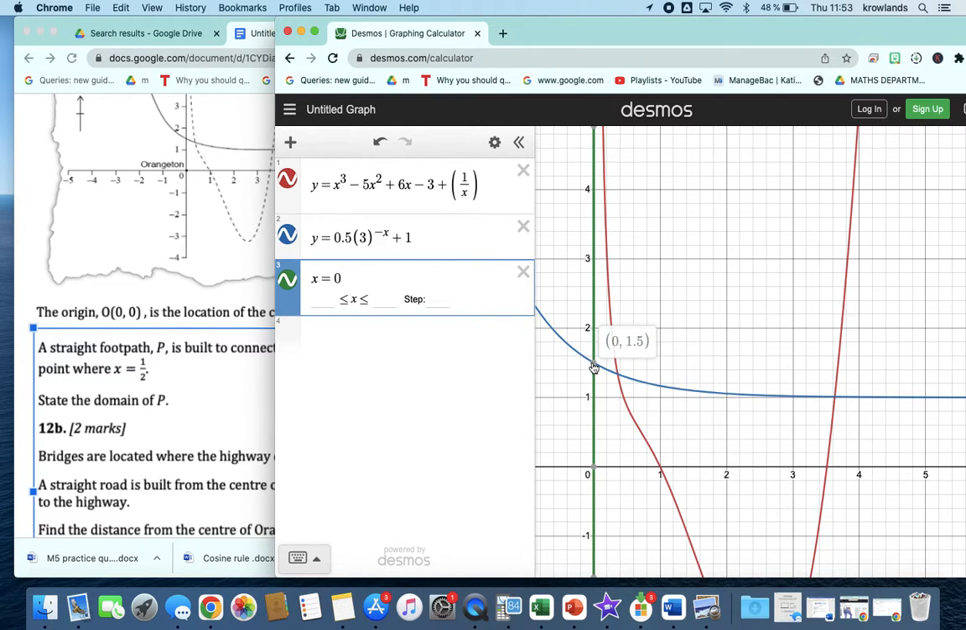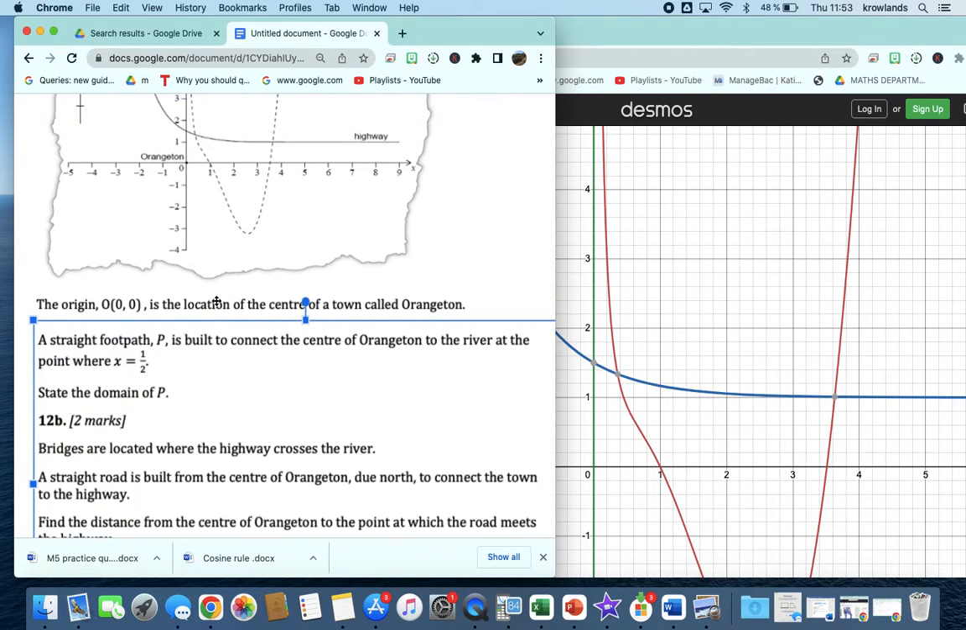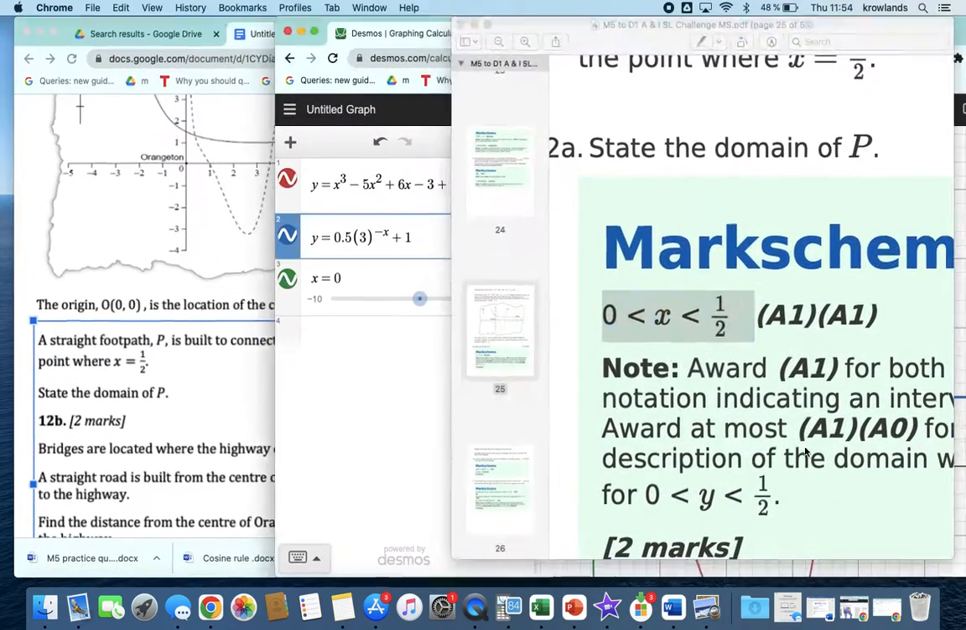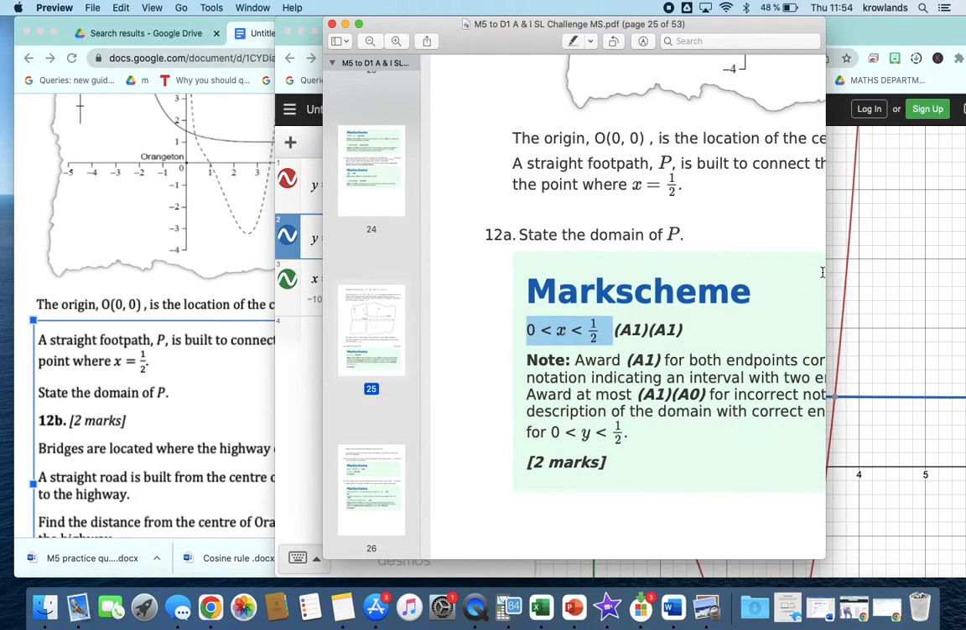Using Desmos, this is really straightforward, but in D1 and D2, the way you'd have to do this is work out when this blue graph has x equal to 0. So what you would do is take this equation and substitute x is equal to 0. This is for the question which is talking about a path going from Orangutan up to the highway. And the reason why we're substituting x is 0, as you can see with this green line, x is always 0.